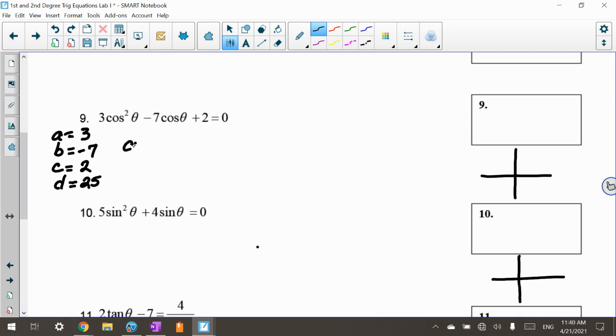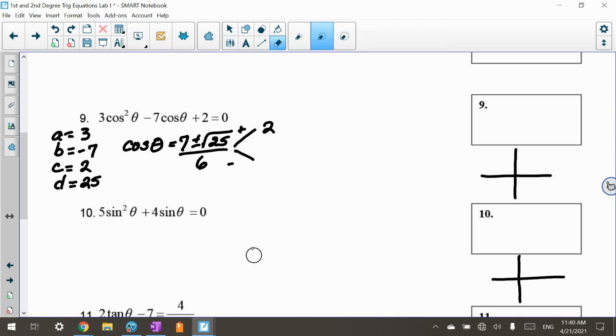So I'm going to say cosine of theta equals -B plus or minus the square root of 25 all over 2A or 6. Then we're going to add and subtract. And 7 plus 5 over 6 is 2. And 7 minus 5 over 6 is 1/3. So let's put that in here. So I'm all set here.